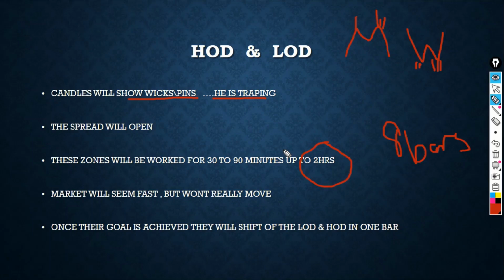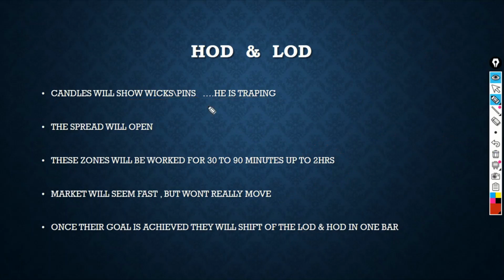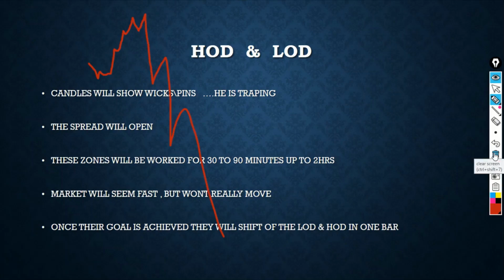So once their goal is achieved, they will shift off the low of the day and high of the day in one candle. Okay, consolidate, induce, induce, induce, trip, trip. He now has achieved what he wanted to achieve. A shift candle will come into level 1. Okay, this is what will happen. This will be our Asian session.